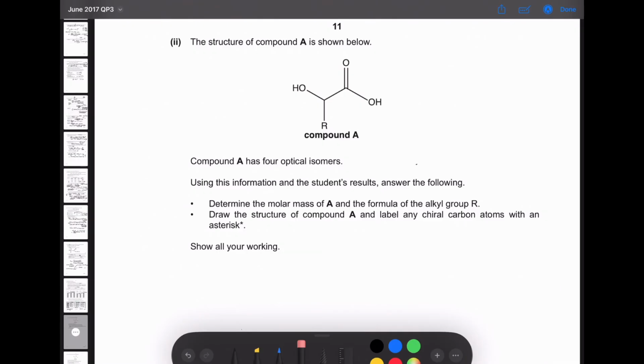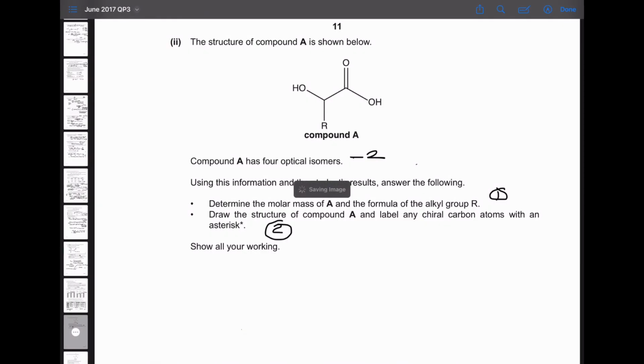The structure of compound A is shown below. Compound A has 4 optical isomers. Using this information and the student's results, answer the following. Determine the molar mass and the formula of the alkyl group, and draw the structure of compound A and label any chiral centers with an asterisk. So chiral centers means all four surrounding groups are different, and 2 chiral centers will create 4 optical isomers.